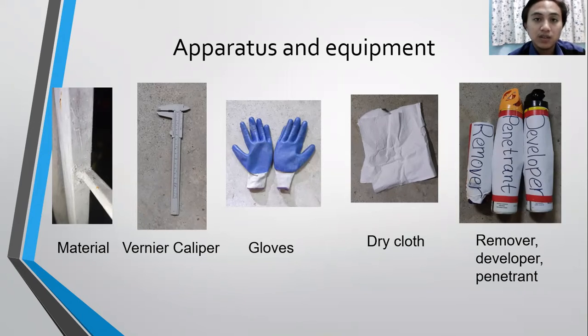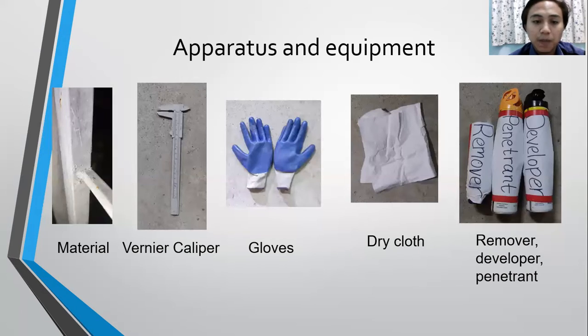And the next one is gloves. Gloves were used to protect our bare hands from any chemical. And the next one is a dry cloth. The dry cloth was used to remove and clean the penetrant from the specimen. And then the most important things in dye penetrant testing are the remover, penetrant, and the developer. As you can see, the remover was used to remove any dirt or excess penetrant on the specimen.